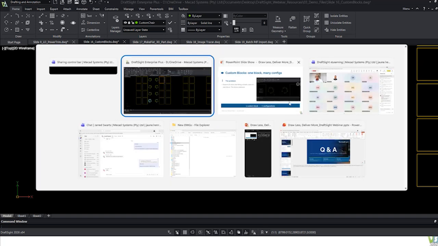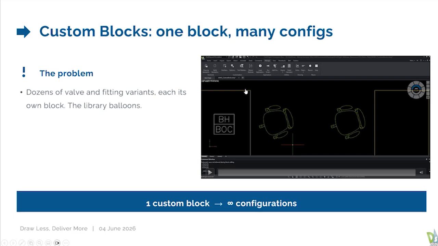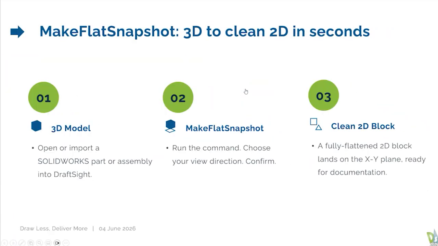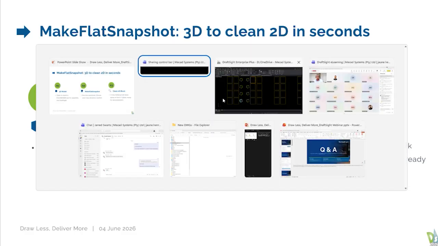Back to my PowerPoint. Next up is the make flat snapshot. This is a good time saver as well. Here you see the steps of how to, when you're importing a model, make the flat snapshot, and then also clean 2D block. Let me just go to my window here quickly.